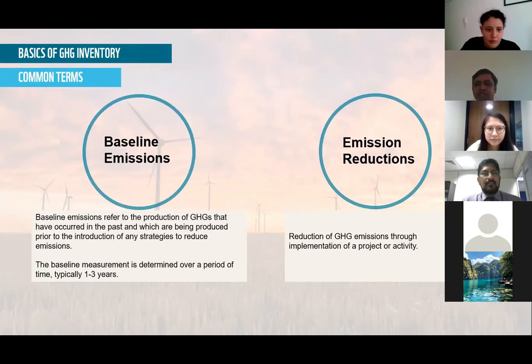And emission reductions, as it says, are any reduction of greenhouse gas emissions that we achieve by implementing any measure or a project or any activity that we undertake. So those reductions will be called emission reductions.